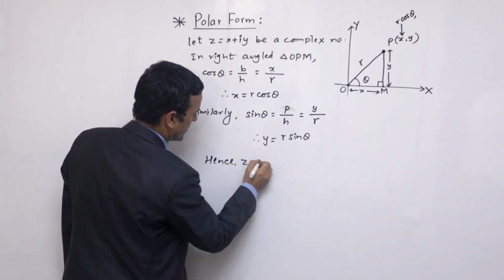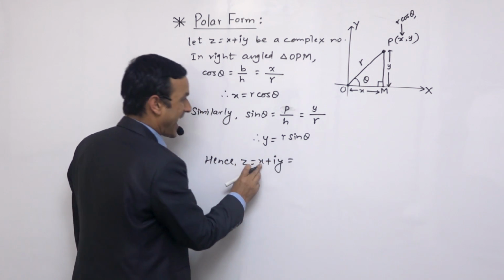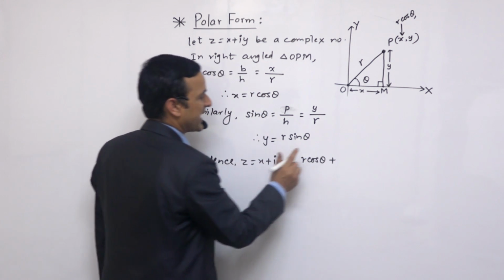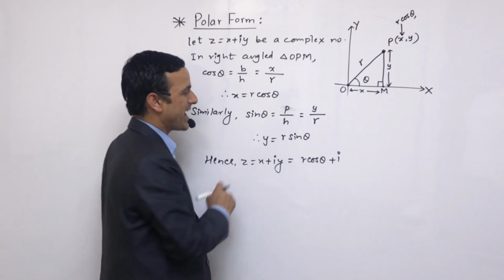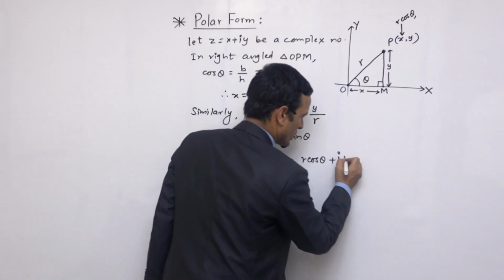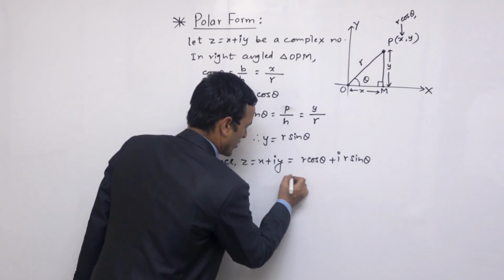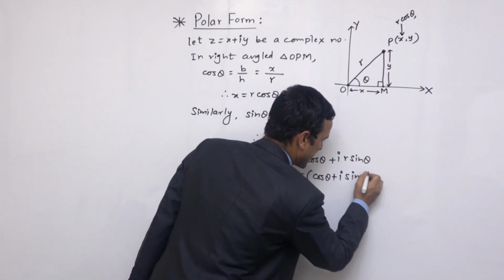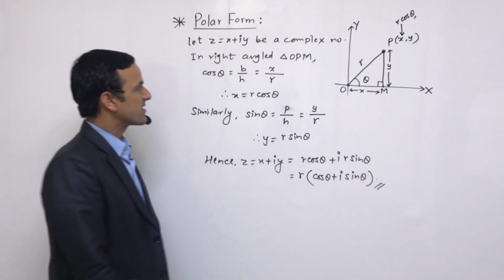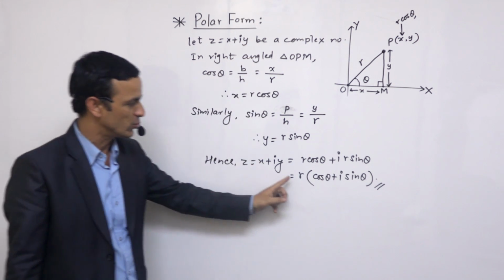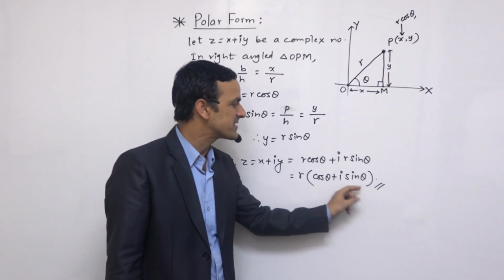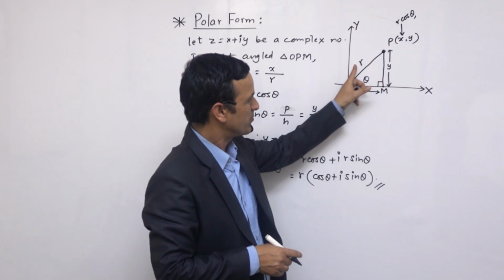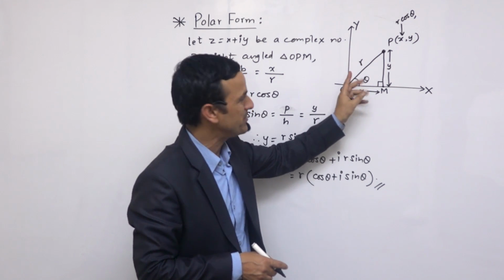So in this way, hence z is equal to x plus iy, and the value of x is r cos theta. So write down r cos theta. This i is same, and the value of y is r sine theta. So r sine theta. So if you take common r from here, then we get cos theta plus i sine theta. So in this way, we can convert x plus iy into r times cos theta plus i sine theta, where r is the radius, polar radius. It is also known as polar radius or simply radius.